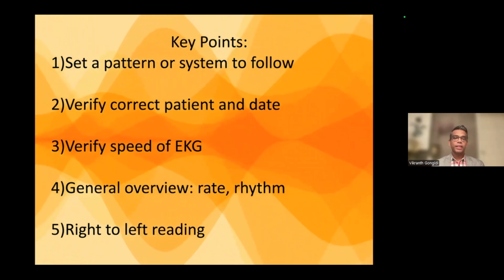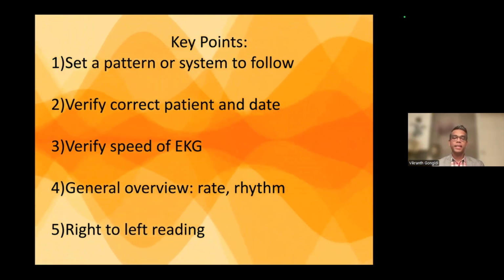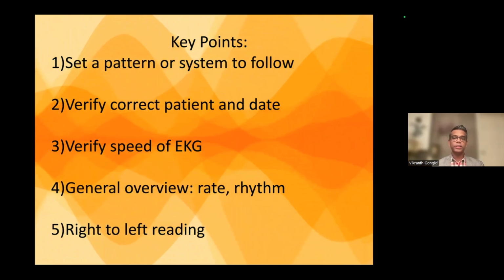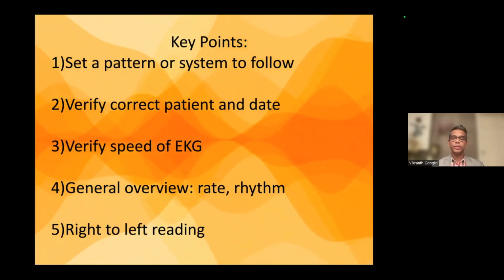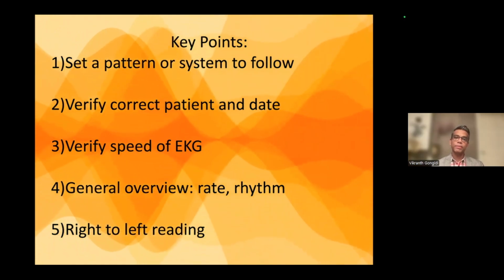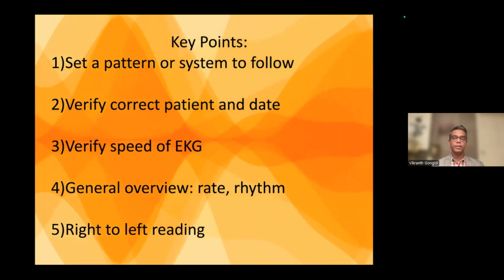Now, the other thing is verifying the speed of the EKG. I'll get to this later on, but I just want you to understand that there's a standard speed, and usually it's 25 millimeters per second. So the standard speed is 25. If it's faster or slower, you have to be aware that somebody may have changed the settings on the EKG machine.